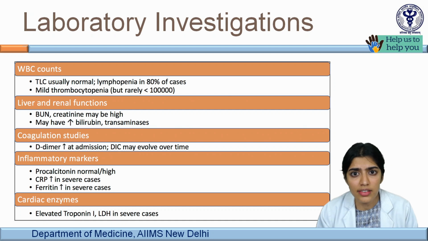Let us try assessing the disease severity by sending a few inflammatory markers. CRP levels and ferritin levels are often high, especially so in severe cases. Procalcitonin may be normal or it may be high, again more likely in severe cases. If we take a look at the cardiac enzymes of these patients, troponin I and LDH are often elevated, especially so in sick and severe patients.